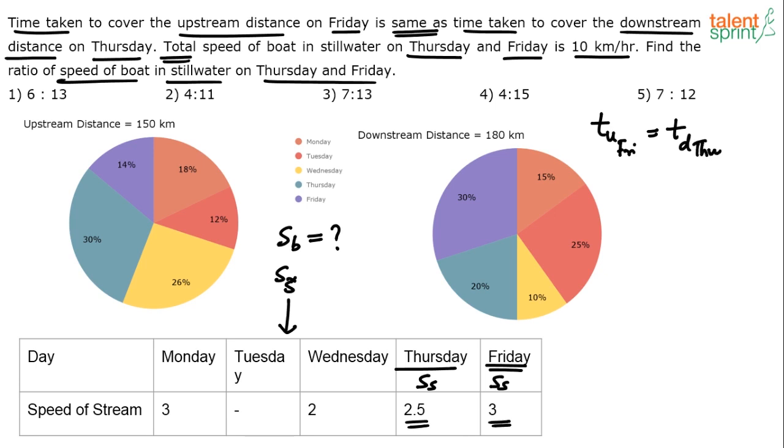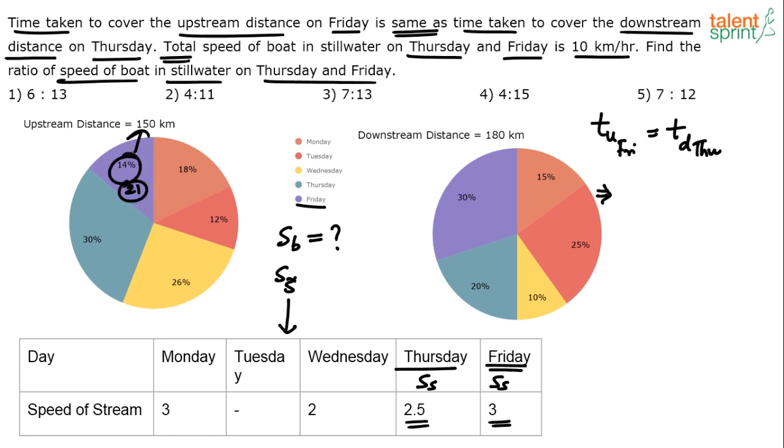You know what is time, right? Time is equal to distance by speed. So first of all, what is the upstream distance on Friday? Friday is this color here. So the upstream distance on Friday is 14% of 150. What is 14% of 150? 14% of 150 is 15 plus 6, 21 kilometers.